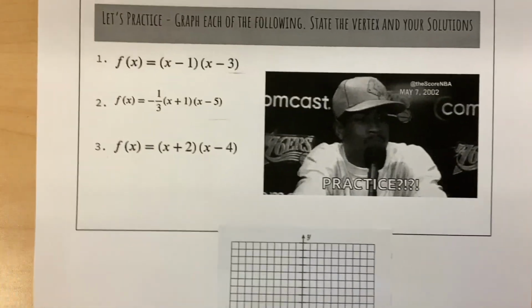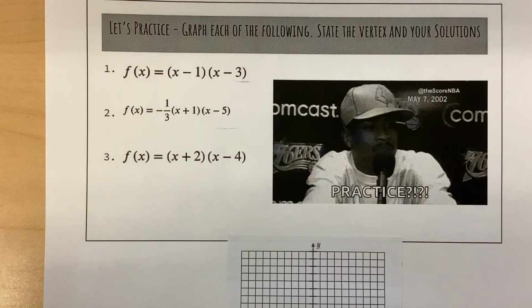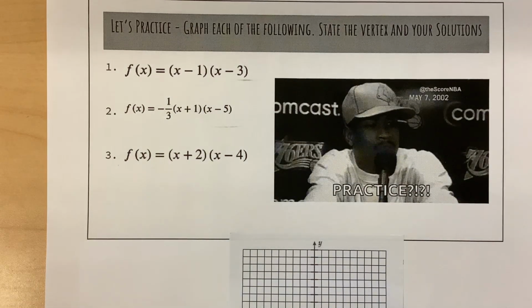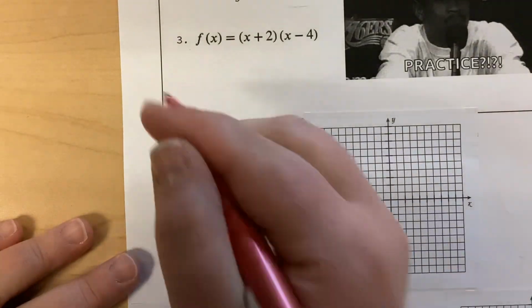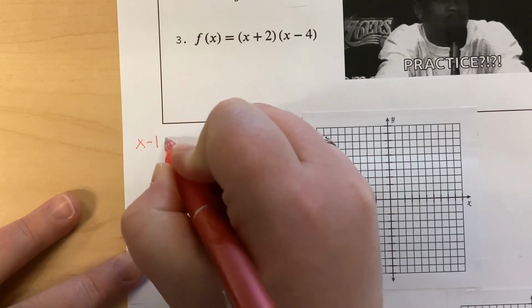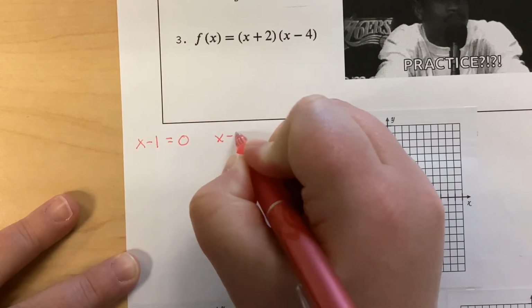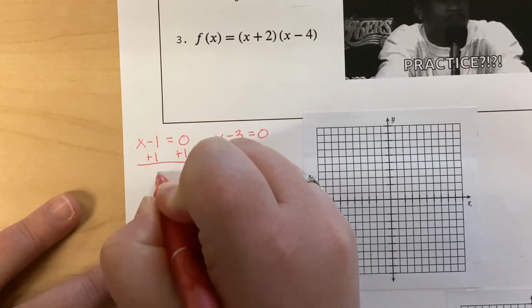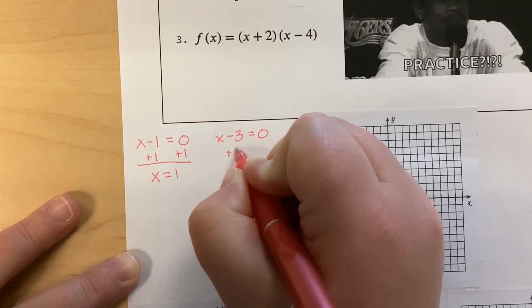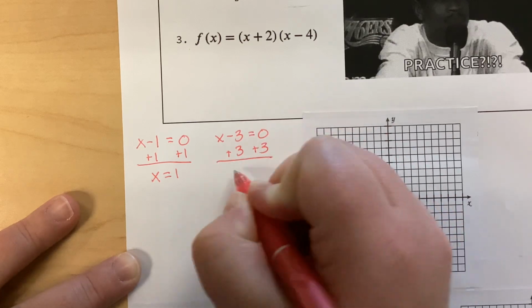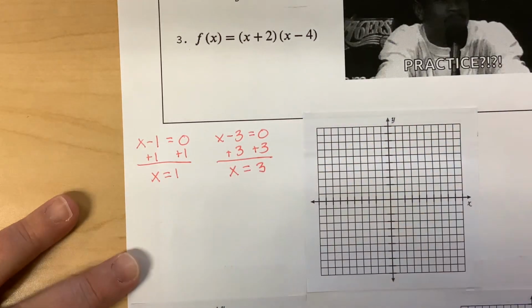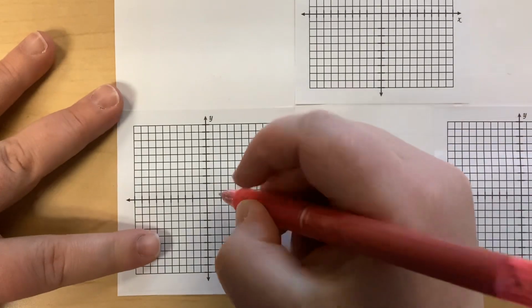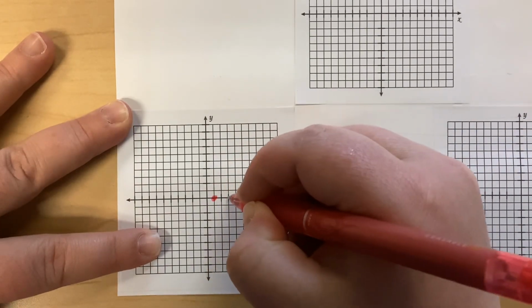All right. So the first one we have is f of x equals x minus 1, sorry, times x minus 3. So the first thing we need to do is find our roots. So let's do that down here. We have x minus 1 is 0, and x minus 3 is 0. I'm going to add 1 to both sides to get x is 1. Add 3 to both sides to get x is 3. And I'm actually going to go ahead and plot these on the graph right now. So here's x is 1, and here's x is 3.